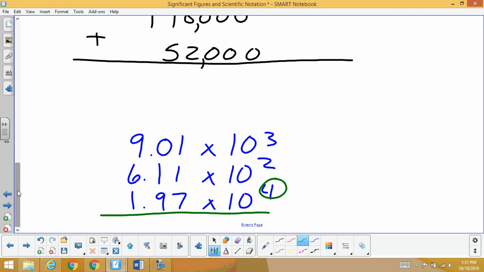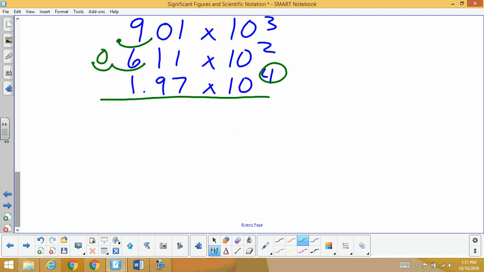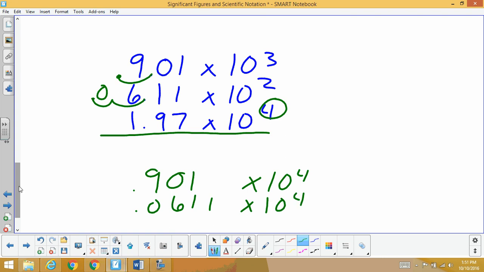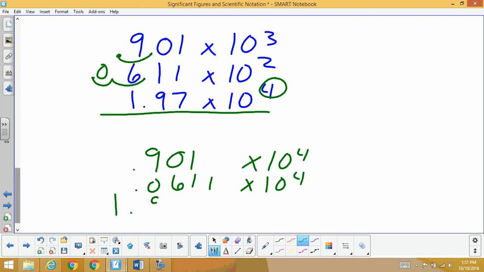Now we've got to move each number so they're all times 10 to the 4th. The first one, we always move to the left, so we move it one spot. Second number, we move 1, 2. Now let's put these with our new decimals: 0.901 times 10 to the 4th, 0.0611 times 10 to the 4th, and the one that does not change is 1.97 times 10 to the 4th.